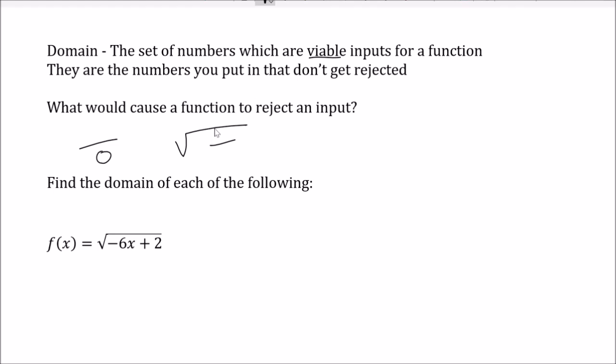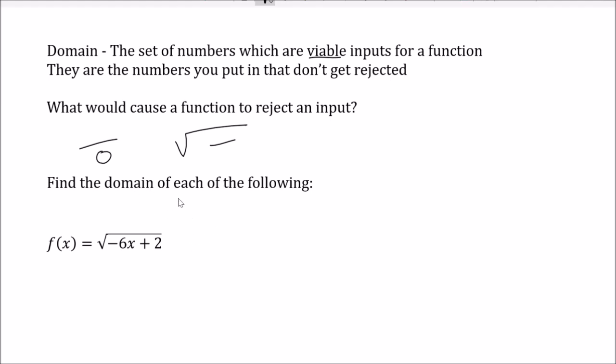Now, I bring that up now because when you get domain questions, sometimes students get really flustered. They don't know what they're looking for and they don't know what to do. You're really just looking for these two things right now. Am I at risk of dividing by 0? Am I at risk of taking the square root of a negative number? Because we're not going to deal with imaginary numbers for right now. So knowing that we're looking for those two things, let's look at a few examples.